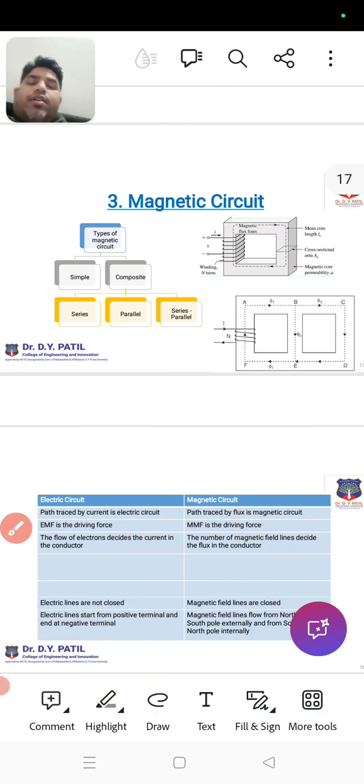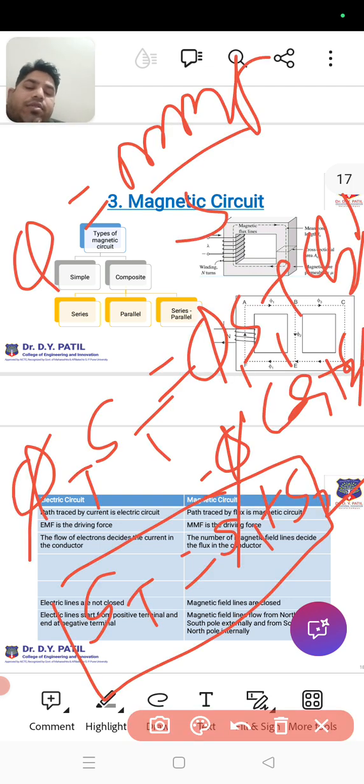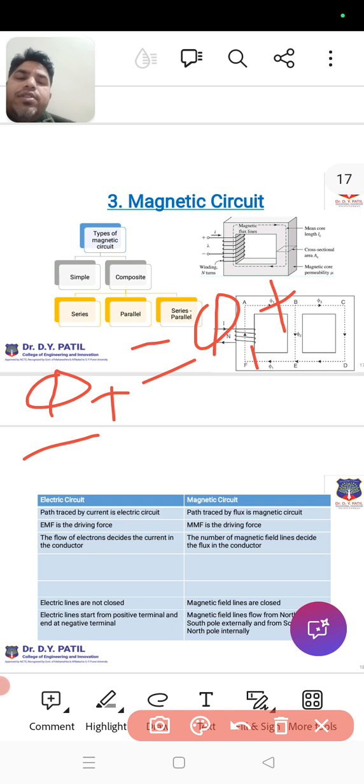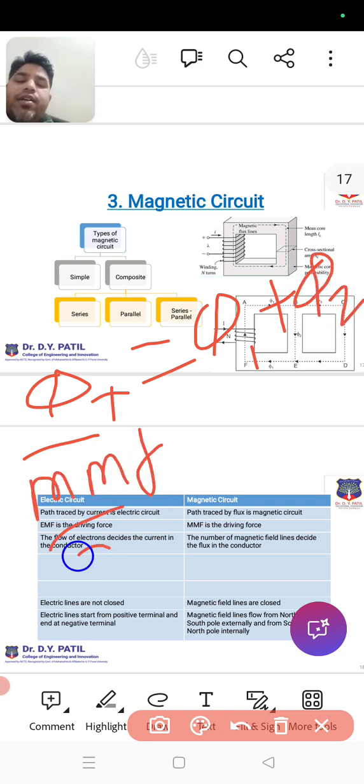What will it be in the parallel? In case of series, the flux is the same and the mmf is different. In case of parallel, what will be the same? In the parallel case, the mmf is the same and the phi is different. Phi total is equal to phi 1 plus phi 2. So phi is nothing but mmf divided by S total.